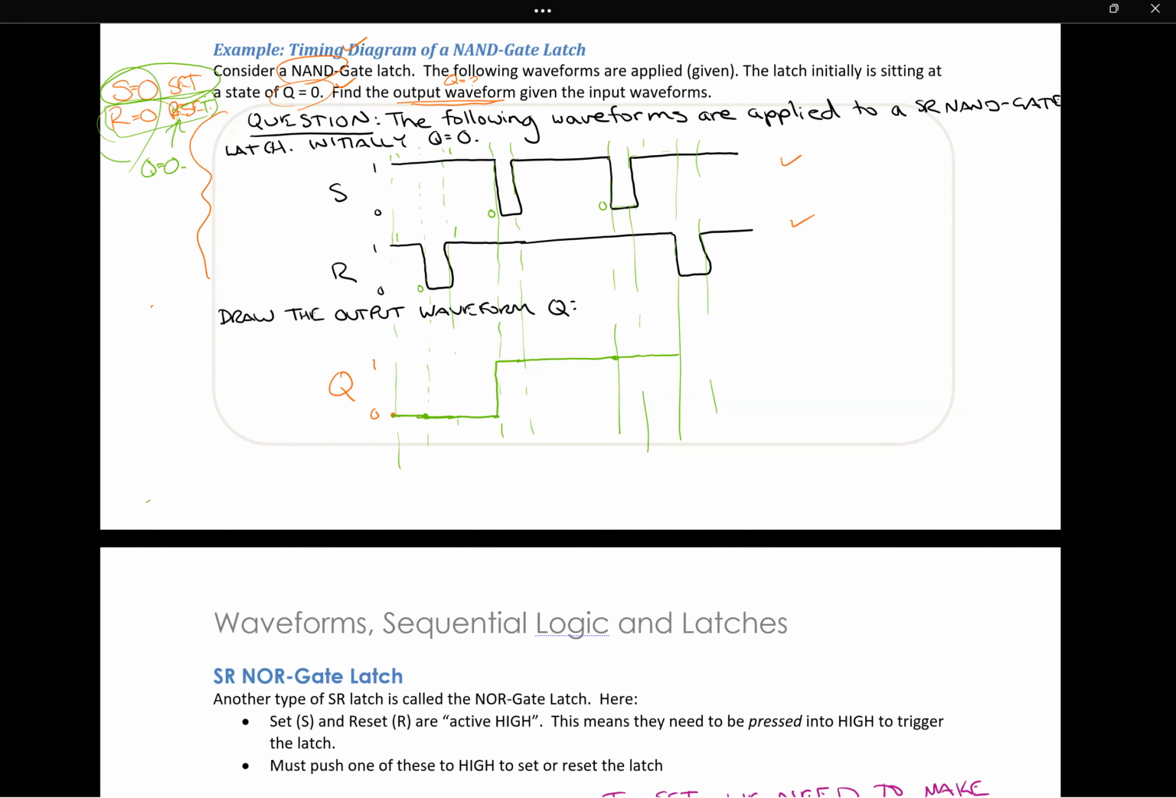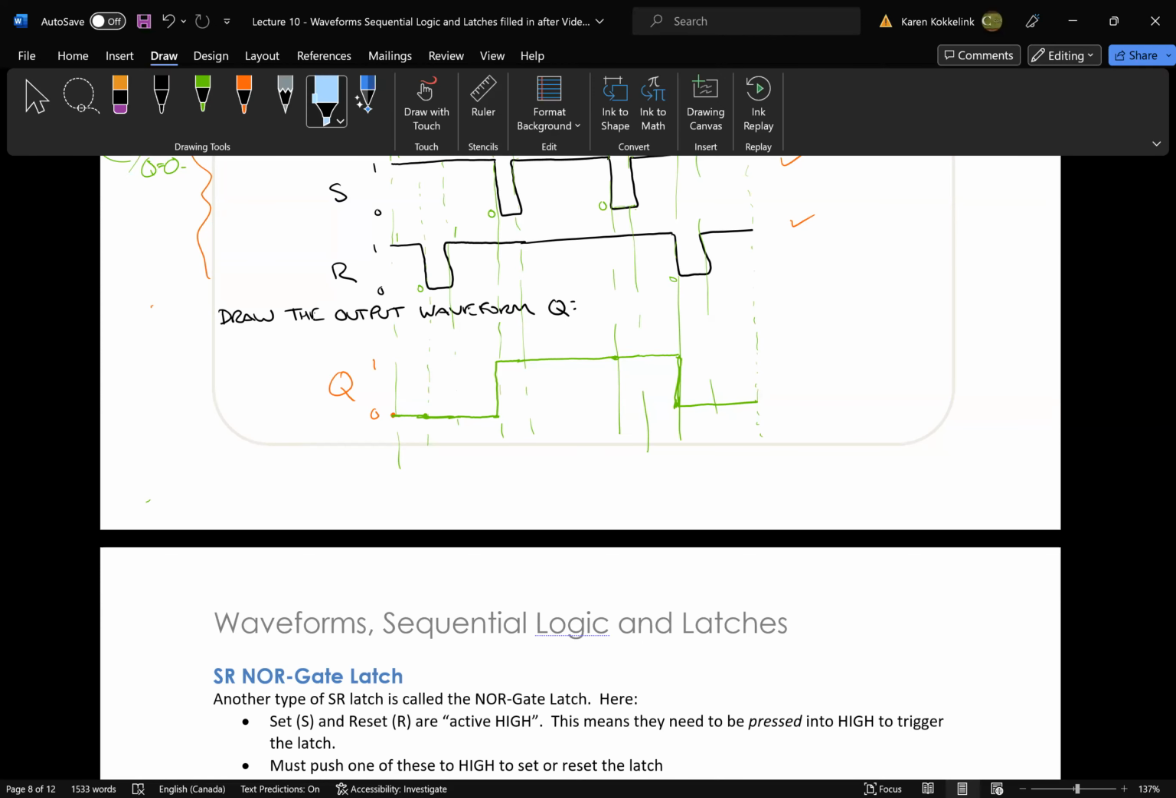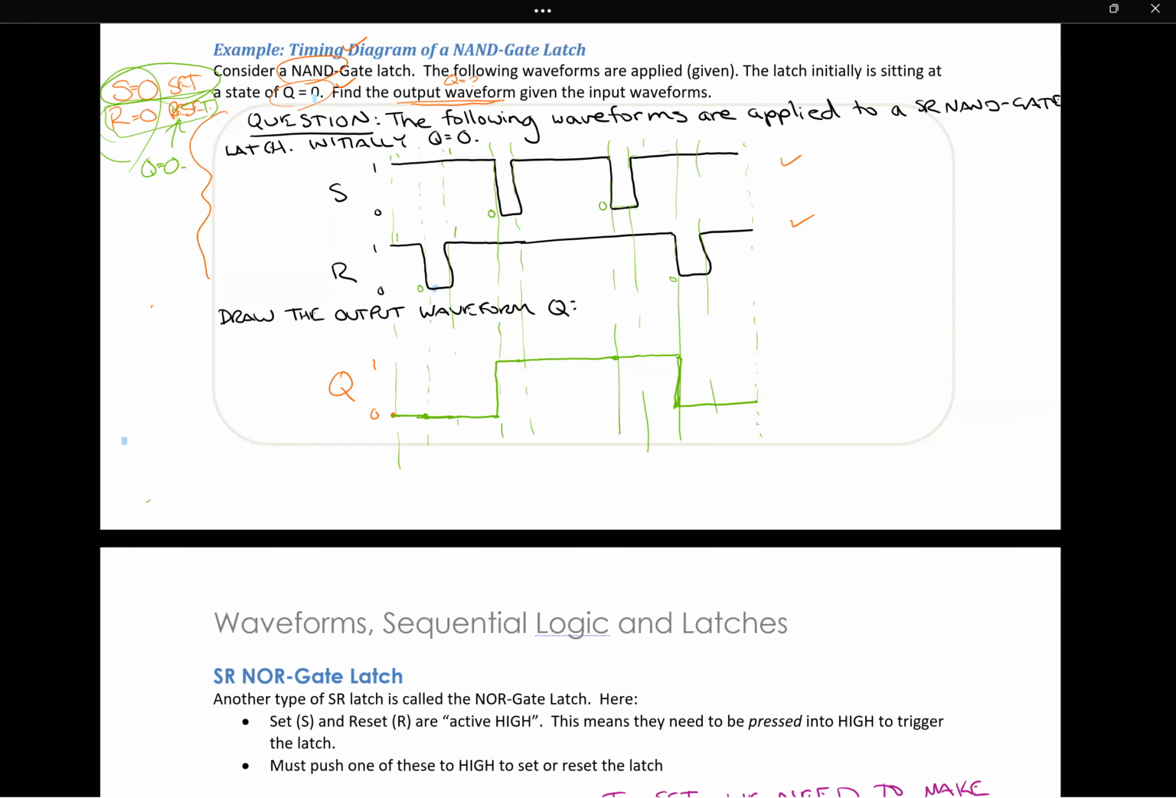Then I drove R to 0. Look, I drove reset to 0, which means I seriously want to reset that latch. Then nothing else happens in terms of forcing sets and resets, and we just have to make absolutely sure that we go to the end of this whole timing diagram. So the answer looks like this. Once you get used to this, all you care about is when S equals 0 and R equals 0 in a NAND gate latch. I wanted to reset here, I set here, I wanted to set here, and I wanted to reset here.